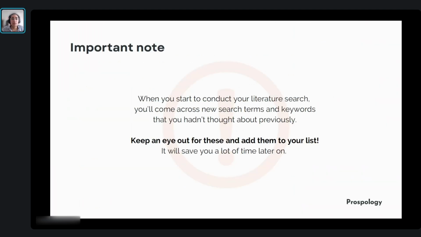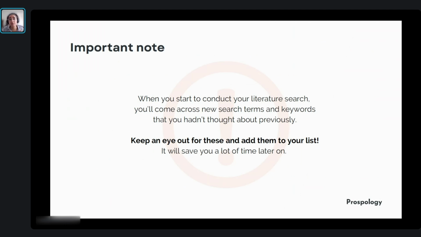So one thing to note is when, let's say, you've done all that and you start looking for your papers, you start conducting your literature search, you'll realize that you might see new search terms and keywords in the papers that you may not have thought about previously. Or maybe you're digging into it and starting to refine the papers that you're looking for a little bit more, and you're noticing more specific or more niche keywords. That's fine. Keep an eye out for those and add them to your list.